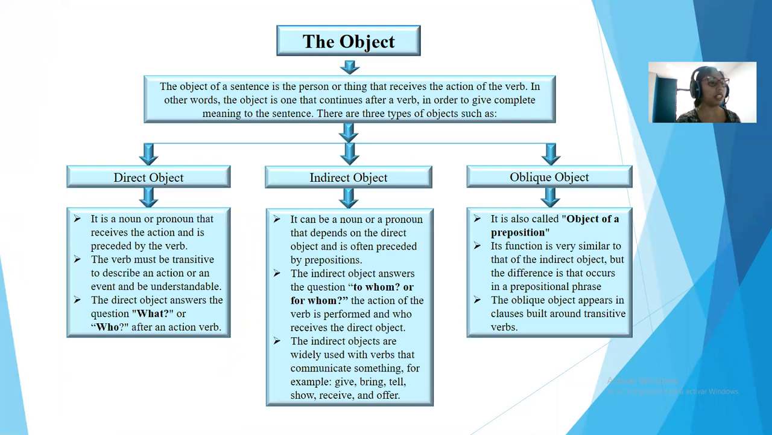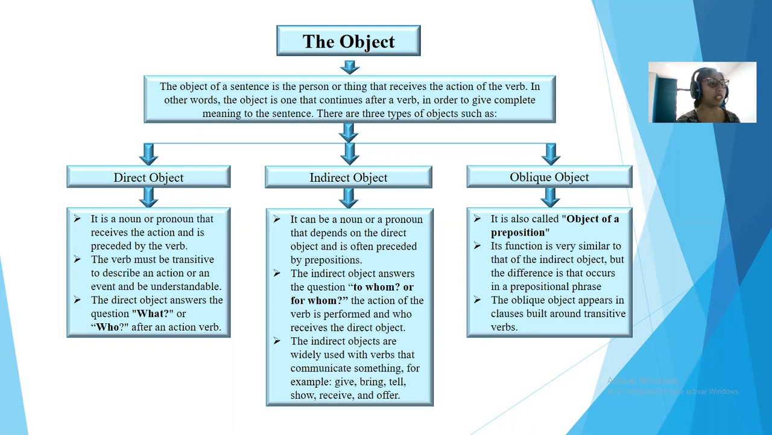The object of a sentence is the person or thing that receives the action of the verb. In other words, the object is one that continues after a verb in order to give complete meaning to the sentence. There are three types of objects: direct objects, indirect objects, and oblique objects.